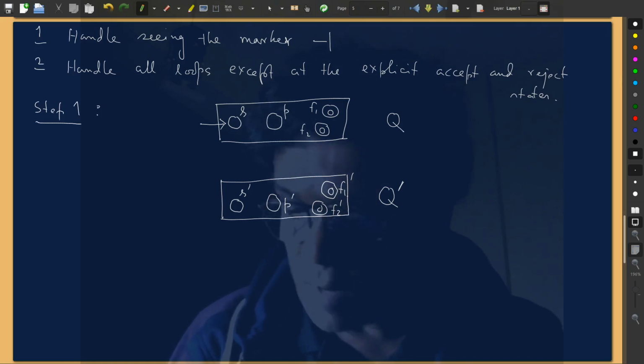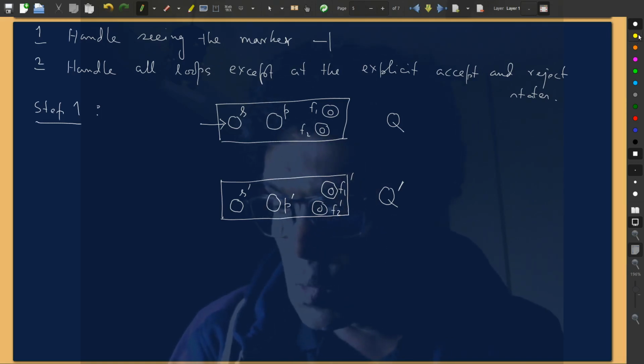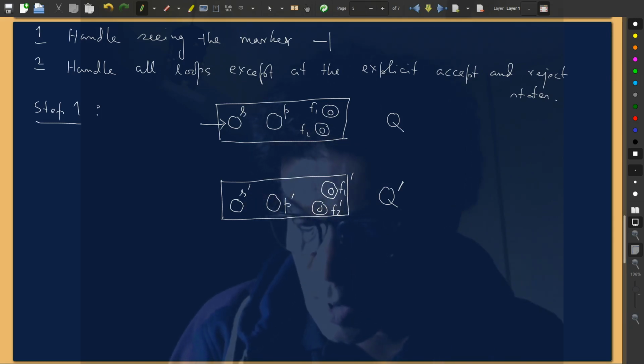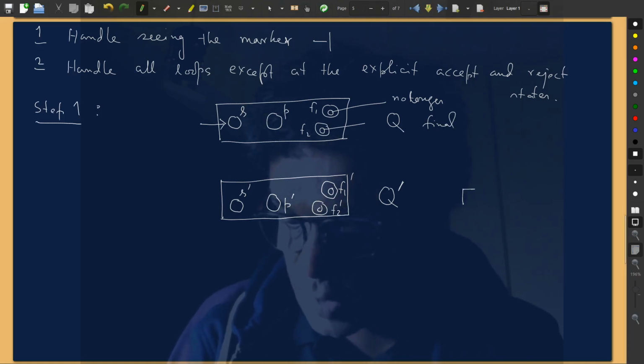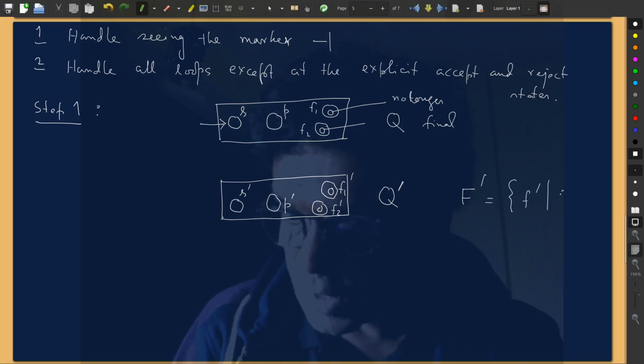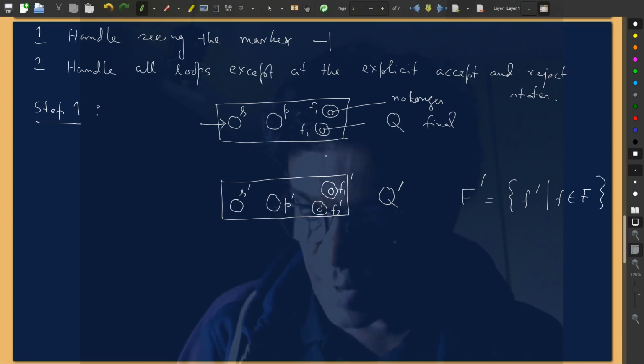Moreover, I will no longer make these original states final. So after this conversion, the final states will be all states F prime such that F was in F. The original states will not be final or accept states, but their primed versions will be. And this will remain as usual.